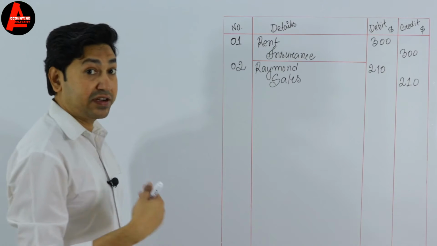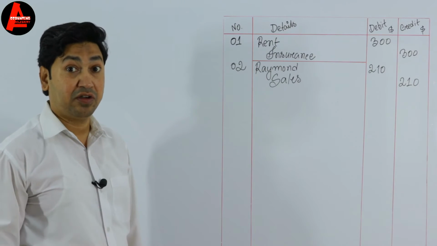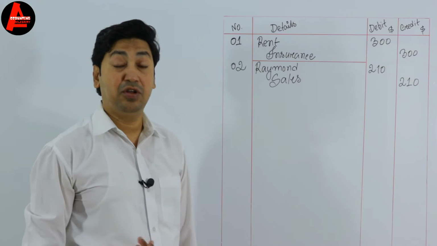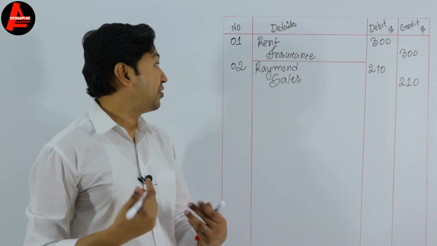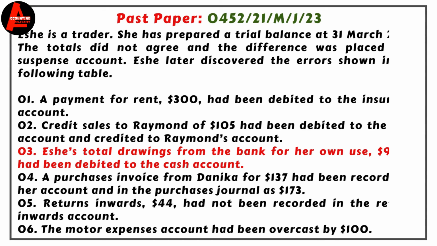Why is the sales account credited here? Because sales is a normal credit account, it is a revenue, it is an income. Income has a credit balance, a credit account. So number 2 is done. We have number 3. Let us have a look at it.